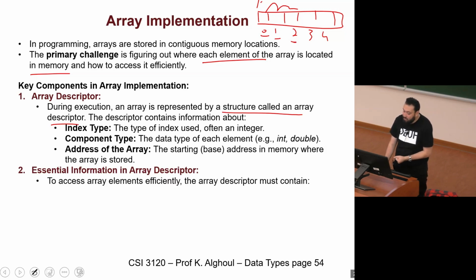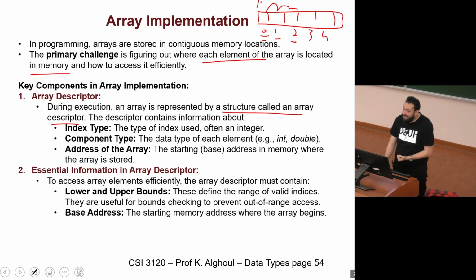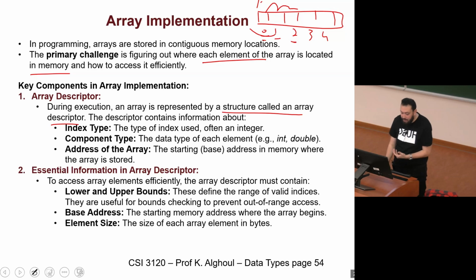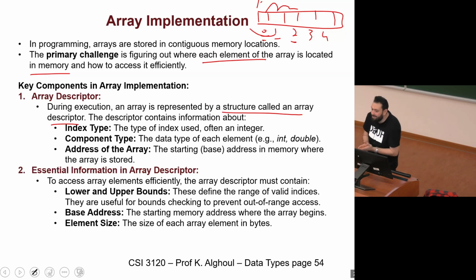To access array elements efficiently, the array descriptor must contain the lower and upper bounds. So what do you mean by lower and upper bounds of an array? The lower bound will be 0. So that's where my array starts. And then the upper bound will be where I need to stop, for example, because it's a fixed array. Base address is the address of the first index. If I don't know the address of the first index, I cannot calculate the other indexes. And then the element size. Why is it important? You remember we said, okay, if you're storing an int, what is it?